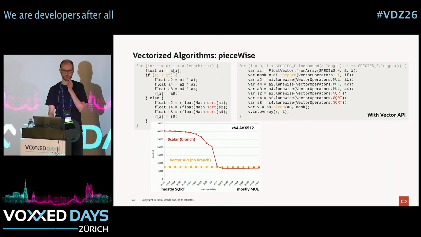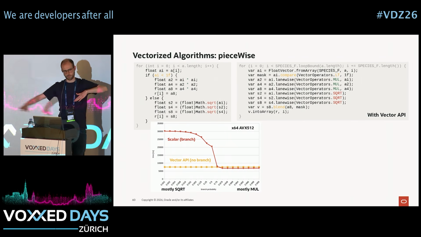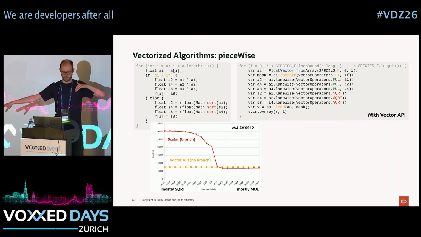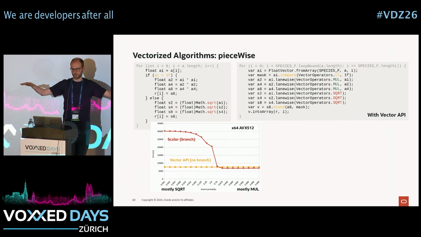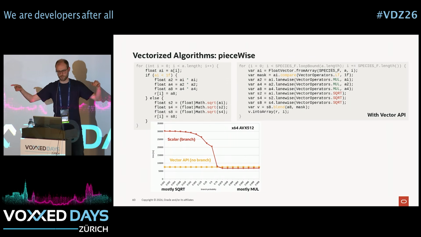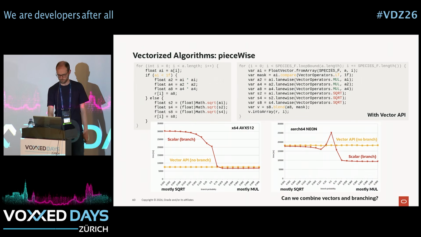If I now look at the performance on my x86 machine, I see that if I feed in mostly values that lead to square roots, the scalar performance is quite slow. It does all those square root computations, which is slow. And then if I go mostly multiplications, then it's quite fast. There's a transition point in the middle, and the vector API solution has steady performance because those masking and comparing operations are actually executed unconditionally. They're always executed, so there's no dependence on the branching probability there.